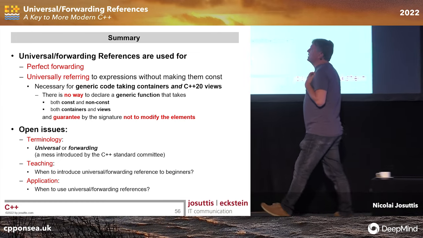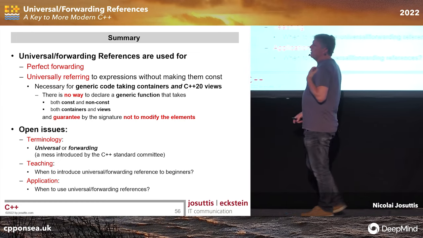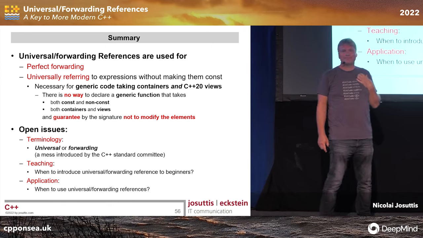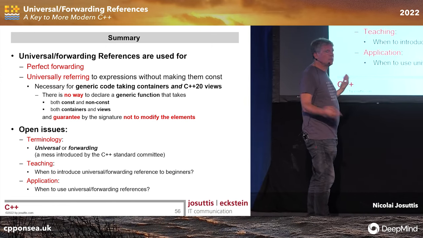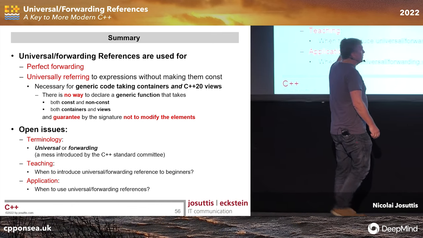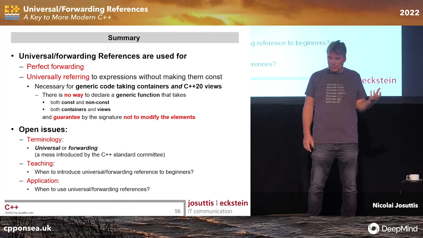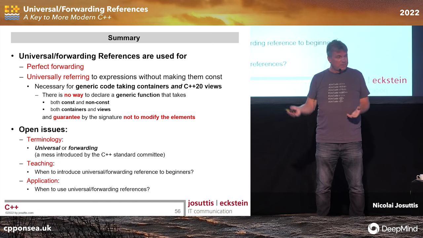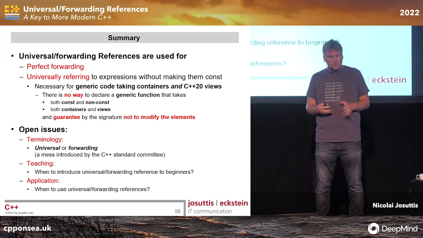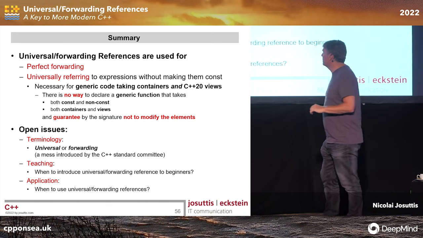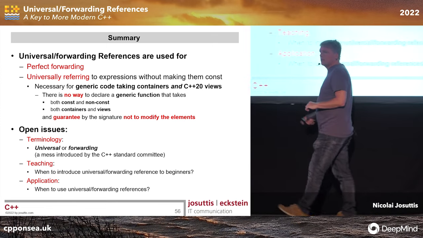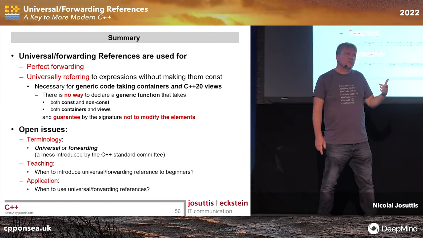And I have now a couple of questions. Which terminology should I use? Yes, I've made my decision, but I have to explain both terms. When should I teach universal references to beginners, in the first week? Should I introduce call by reference at the beginning? I think that's, to some kind, easier than teaching the other references. But this is a thought model I really have to think very carefully about. I didn't do it yet. Don't worry. And where exactly should I use universal references?